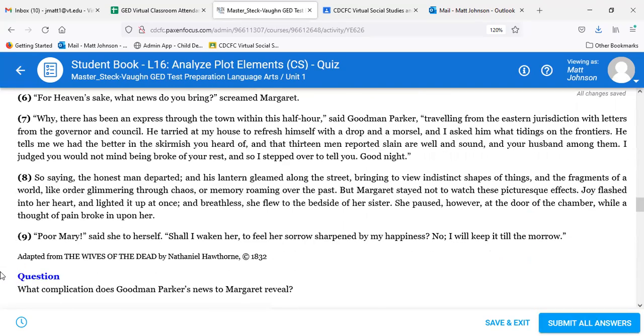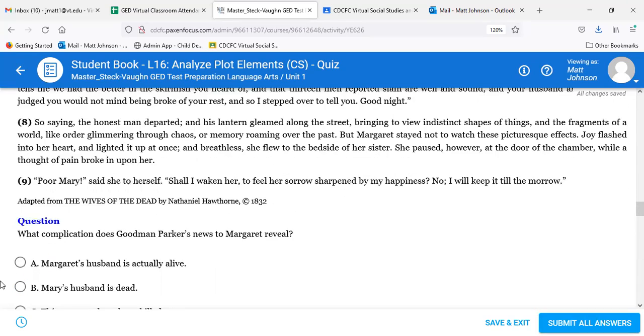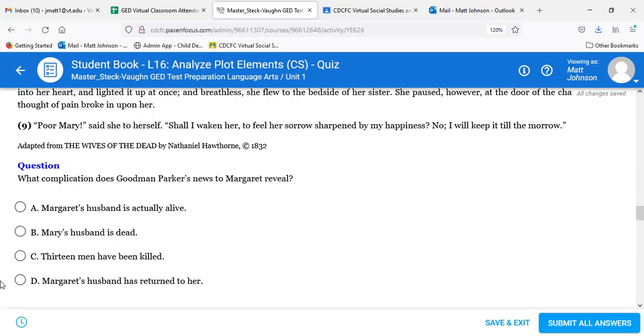and 3. Etta, read number 3 for us. Okay. What complication does Goodman Parker's news to Margaret reveal? A, Margaret's husband is actually alive. B, Mary's husband is dead. C, 13 men have been killed. Or D, Margaret's husband has returned to her.